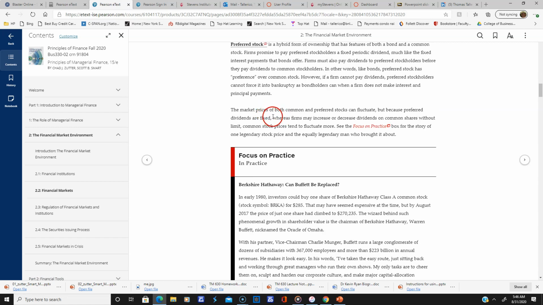All right, so market prices of common and preferred stocks, as you are aware, fluctuate. But because preferred dividends are fixed, whereas firms may increase or decrease dividends on common shares, common stock prices tend to fluctuate more.